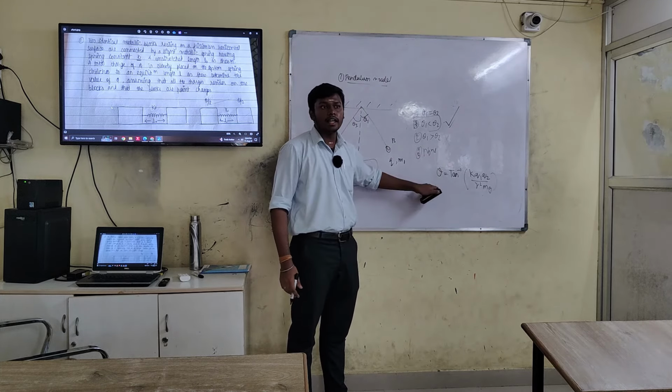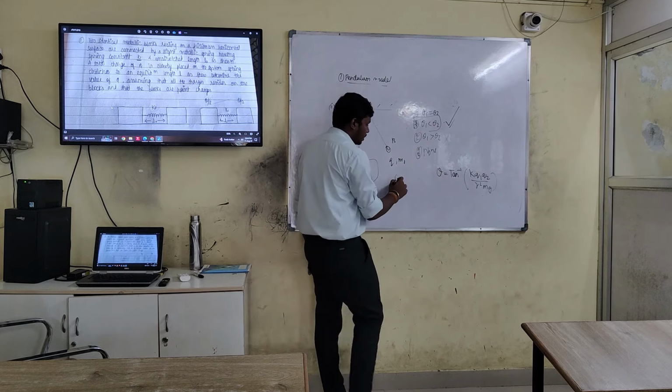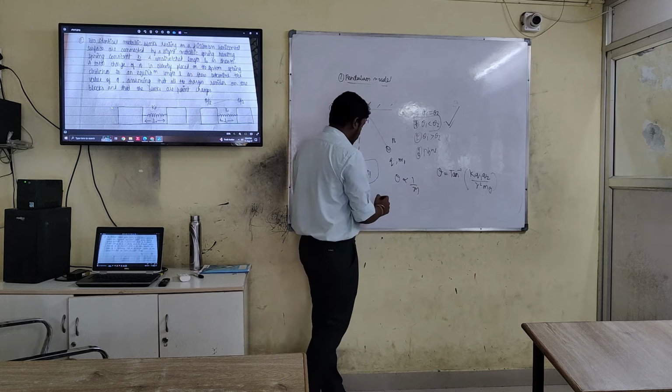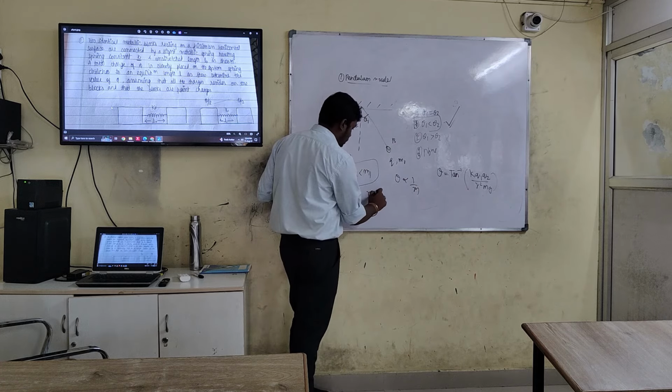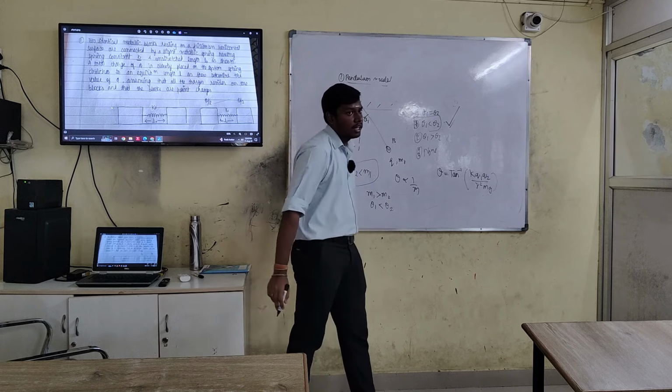So as the mass increases, the angle decreases. Theta is inversely proportional to mass. As m1 is greater than m2, theta 1 will be lesser than theta 2. Yes or no?